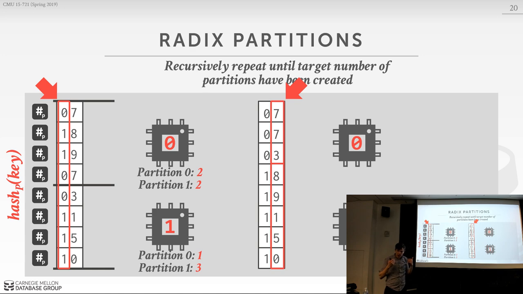All right, so this is clear. Again, the idea here is we're splitting up into partitions. We can do this in a blocking and a non-blocking way with either shared partitions or global partitions.